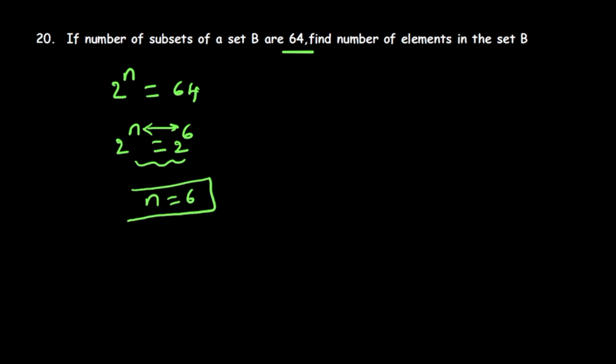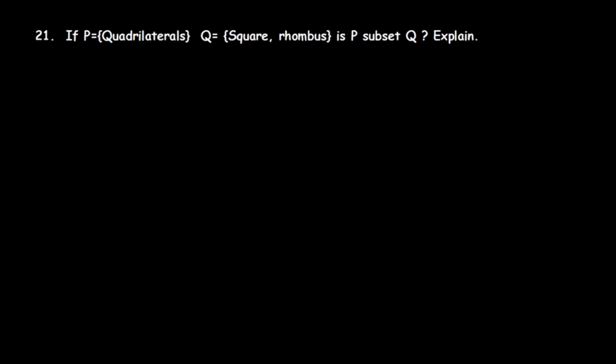That means how many elements are there in set B? Yes, you are right, there are 6 elements. So you can write the answer: there are 6 elements in set B.